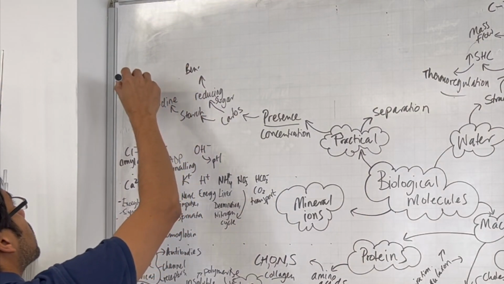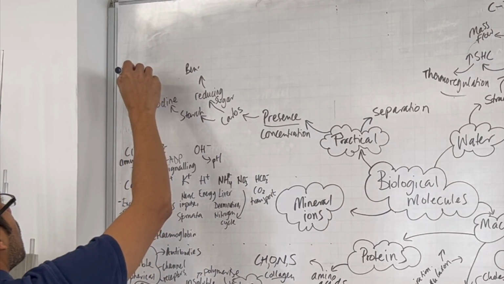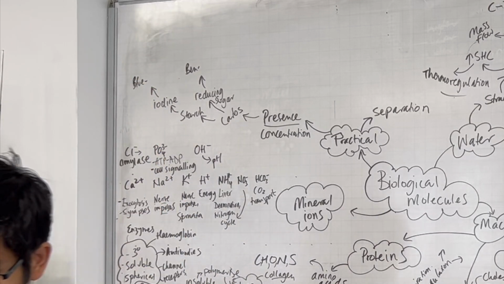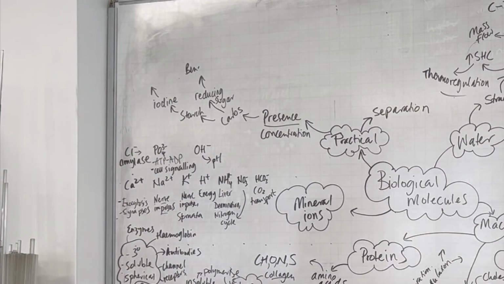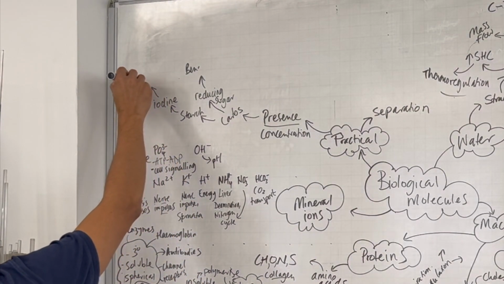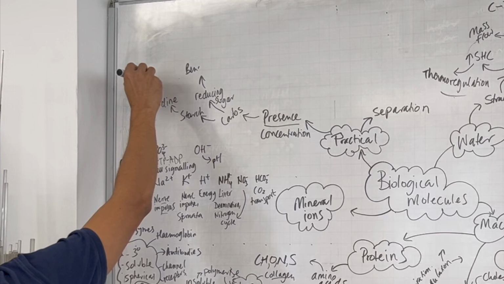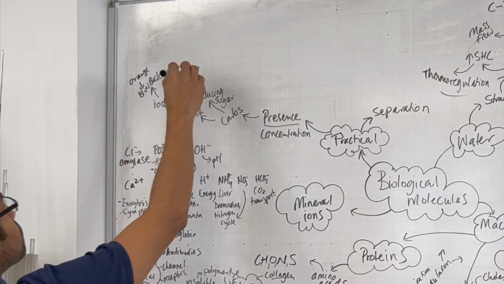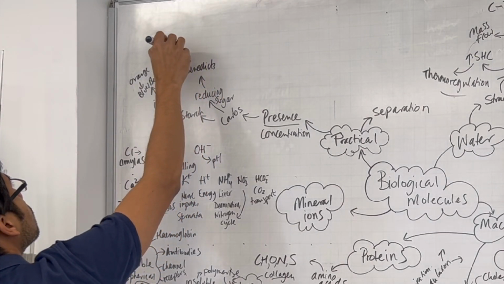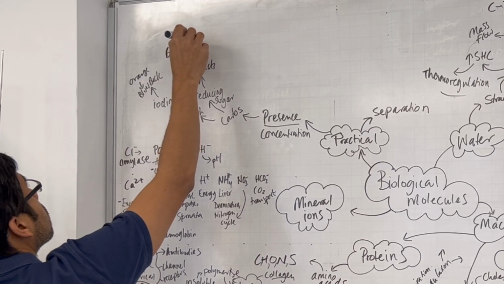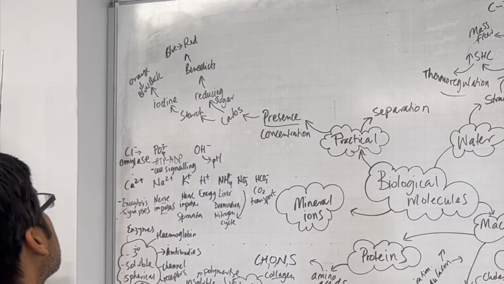Actually, we should talk about the color change as well. The iodine goes from orange-brown to blue-black. The Benedict's reagent goes from blue to red, and it goes through all the different kinds of green, yellow, orange, red.